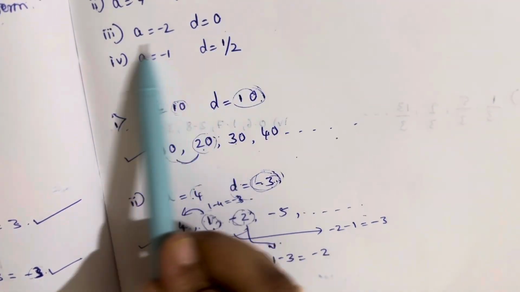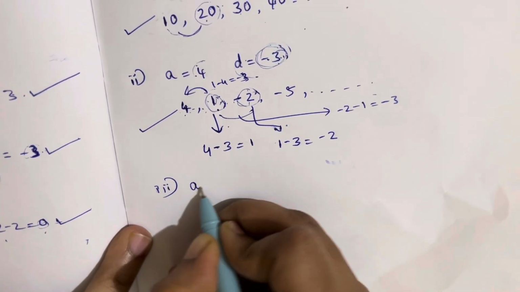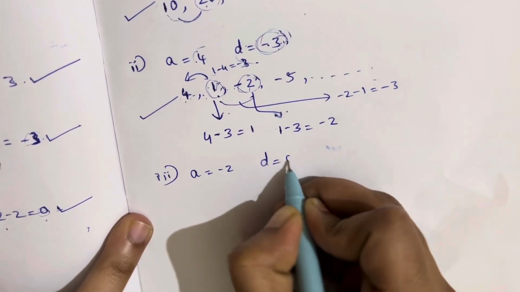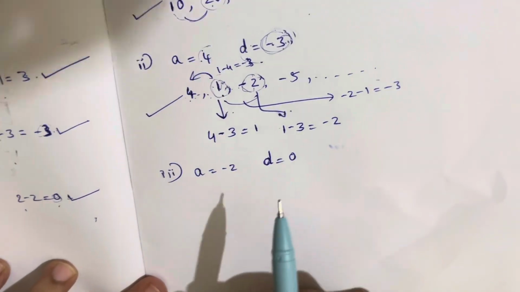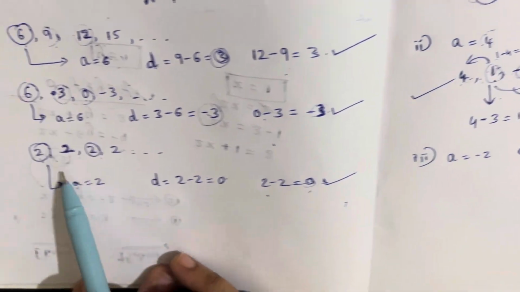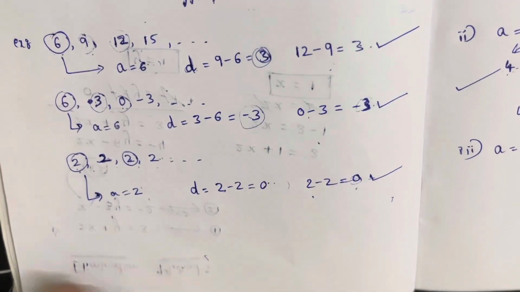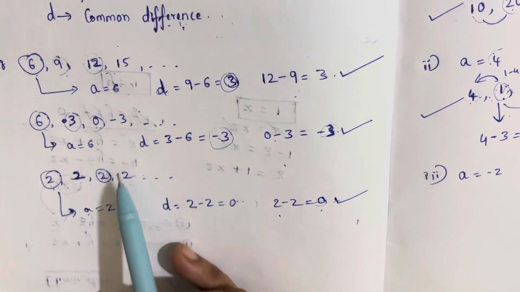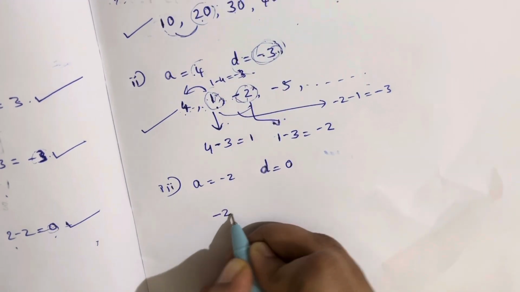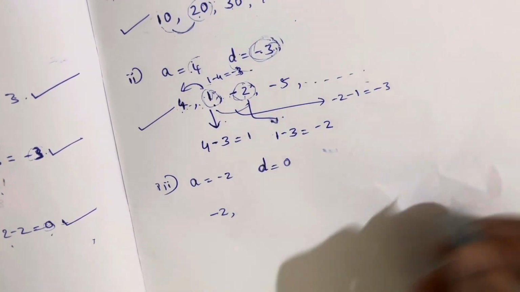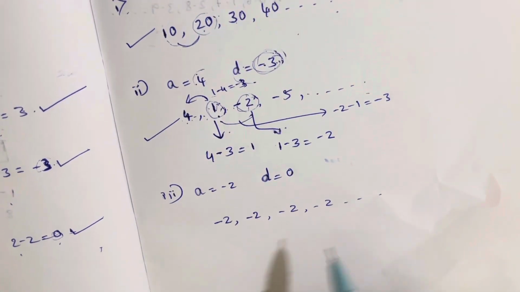Now we will go to this third question. In the third question we have A equal to minus 2 and D equal to 0. You have seen one example before, right? Where the difference is 0, it's also an arithmetic progression, because there is a common difference between the numbers. Here, what will be our series? Minus 2. If the difference is 0, then the same number goes on repeating. Minus 2, comma, minus 2, comma, minus 2. This will be our AP.